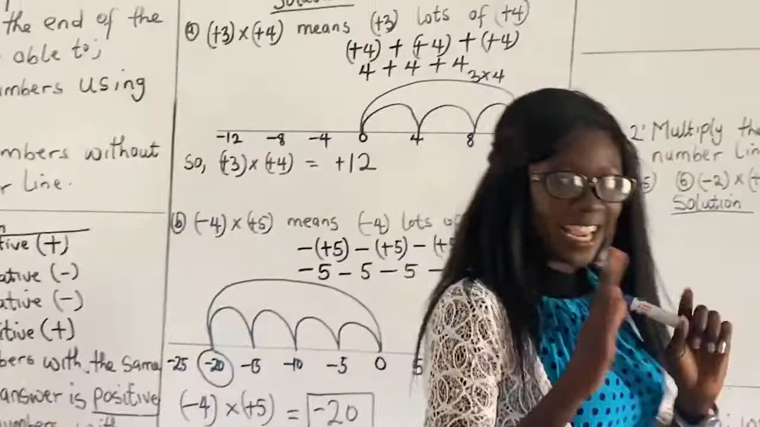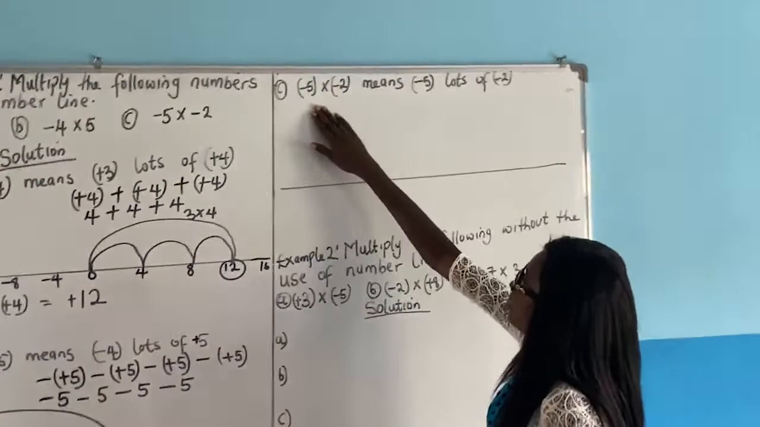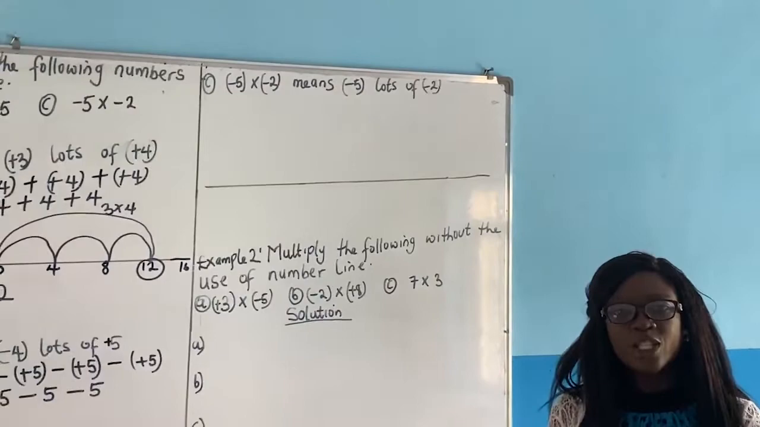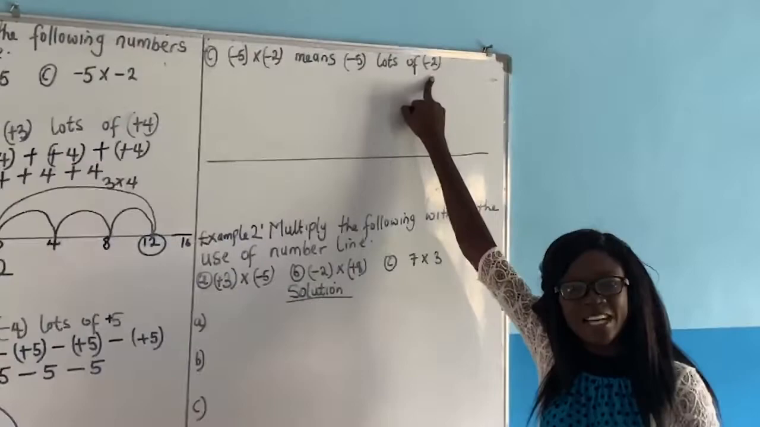Let's move towards the third question. So we have now negative 5 multiplied by what? Negative 2. So this means negative 5 lots of what? Negative 2. So meaning that I'm going to write what? Negative 2. How many times?